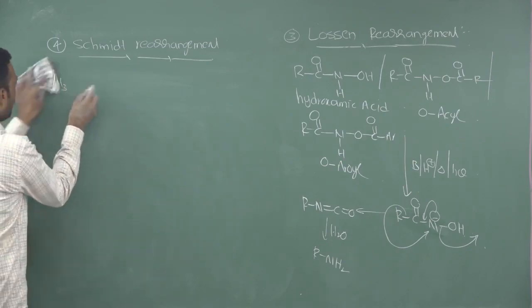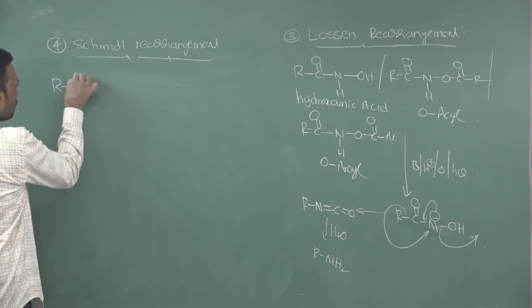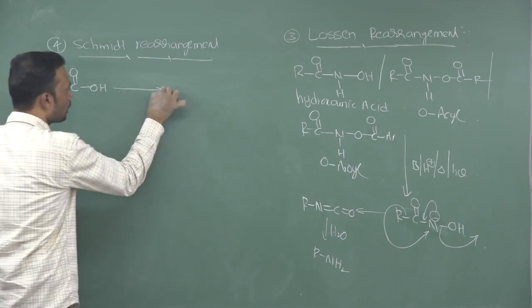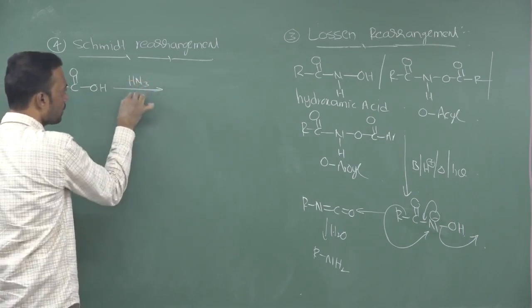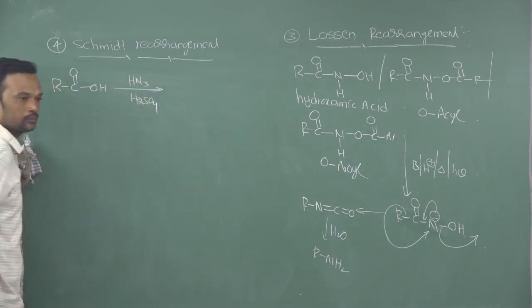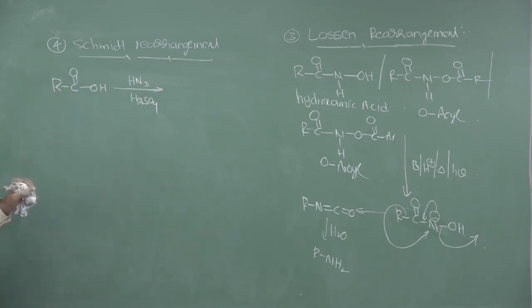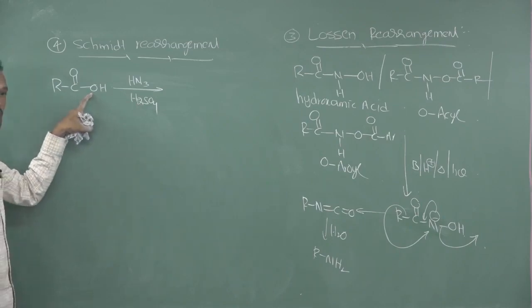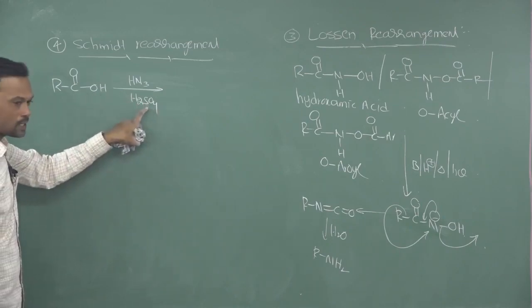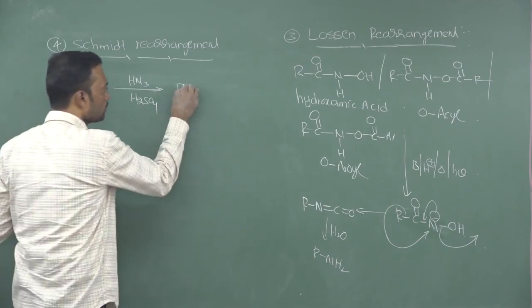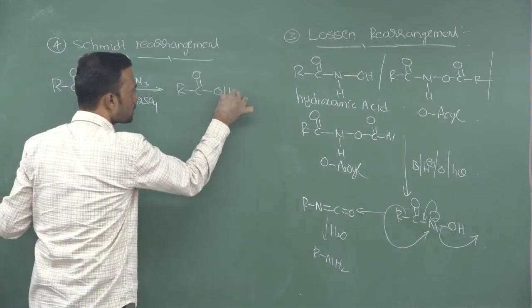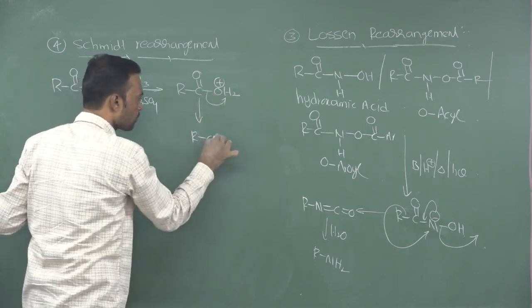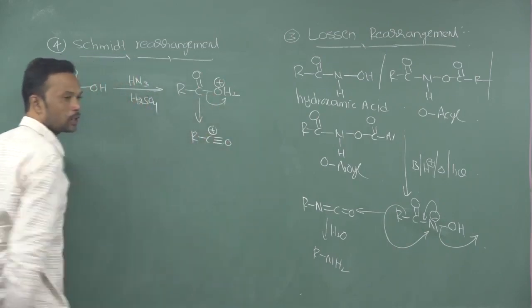See, I am taking an alkyl group attached to C double bond OH. Is it a carboxylic acid? Carboxylic acid on treatment with, what is this? HN3 in presence of H2SO4, hydrazoic acid in sulfuric acid. First what happens: this H2SO4 will donate one proton to the organic acid. So when this acid donates a proton, the carboxylic acid acts as a base. After that, it will lose a water molecule and there is a formation of what is this? Acyl cation.